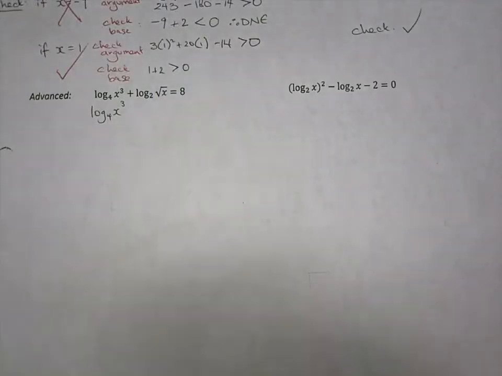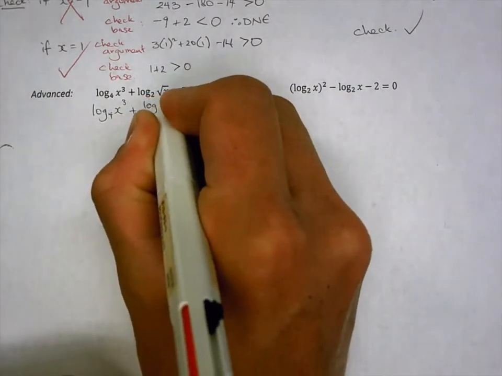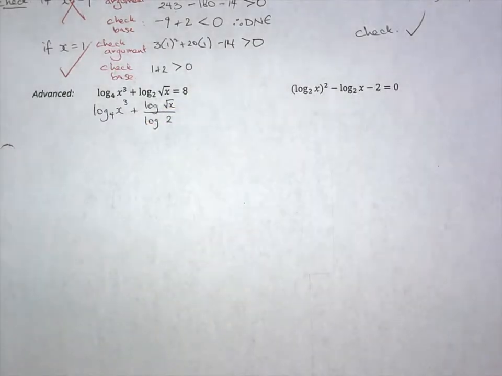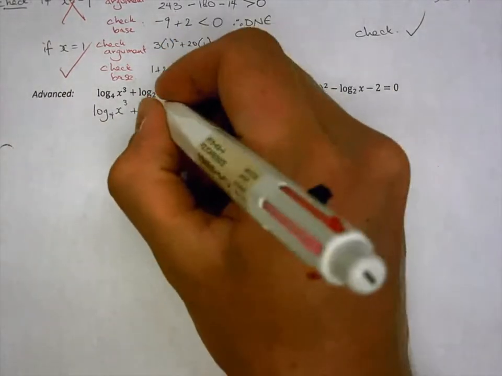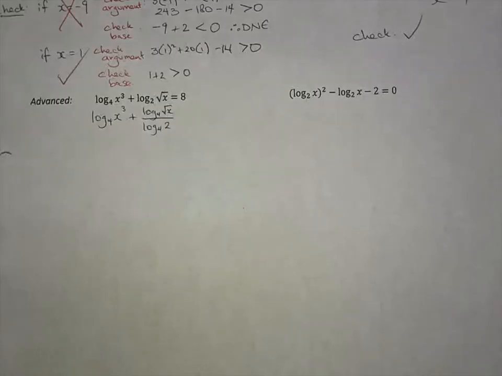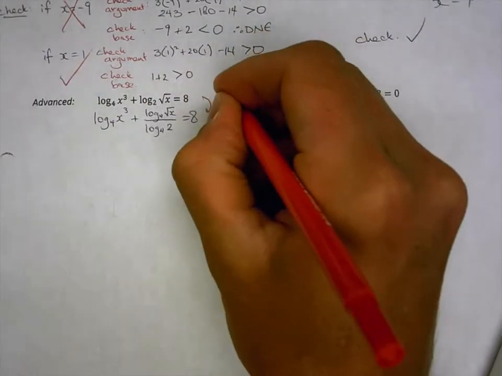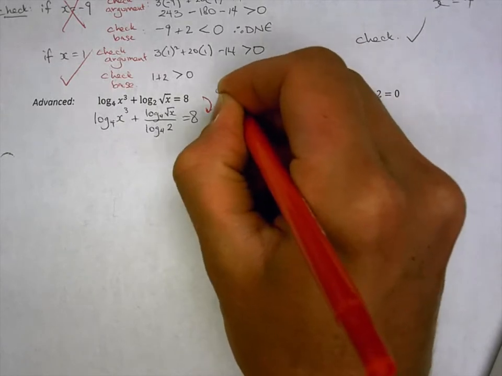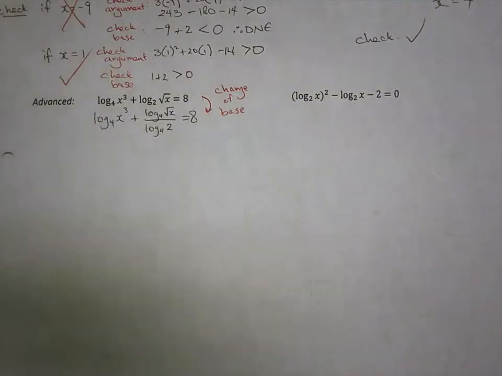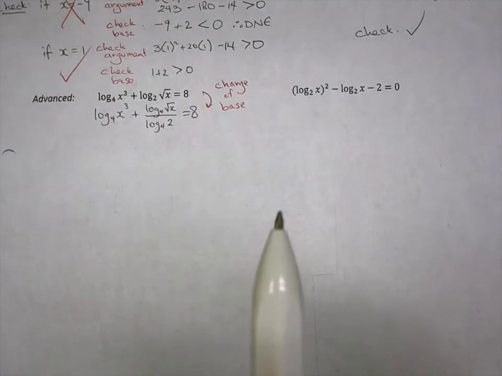So let's rewrite this as log of the argument over log of the base. Now what's my new base going to be? Well, I want it to match this, so I'm going to choose 4. I have not made up any math, I'm just using the change of base formula. And again, the question is screaming at you to change the base because these are different. The change of base formula is on your formula sheet.